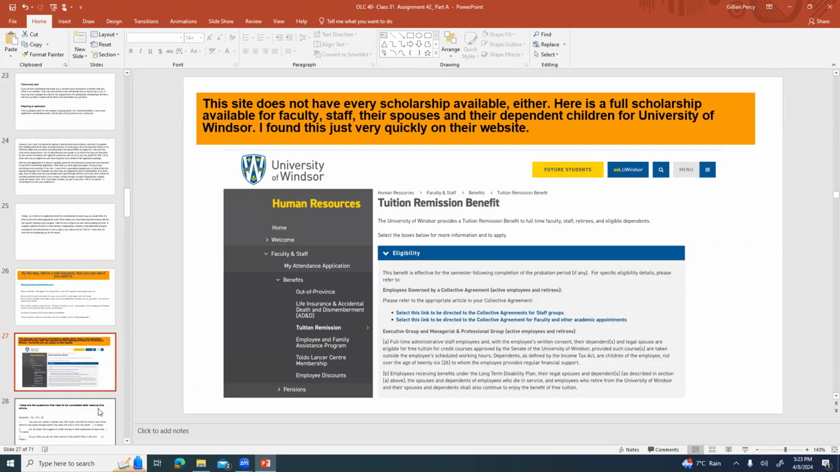For example, I went to University of Windsor and I've got a friend of mine who works there. And so I knew that there is a scholarship program available for the children of faculty and staff. But it's not advertised because it's a tiny little market of people who can apply. So they list it on their University of Windsor website, but it's not anywhere else. So there are things like that.